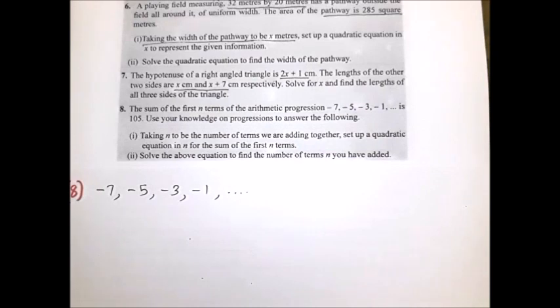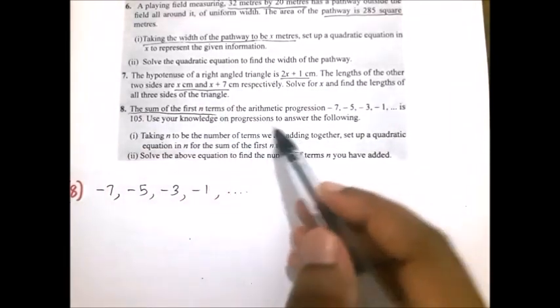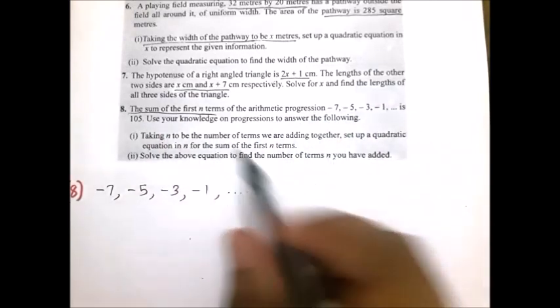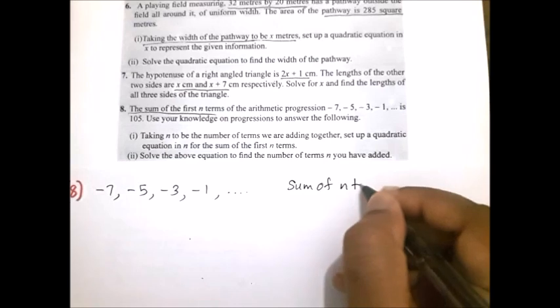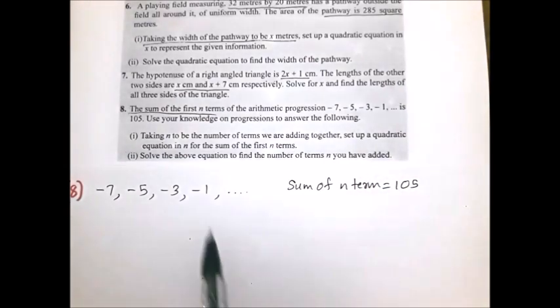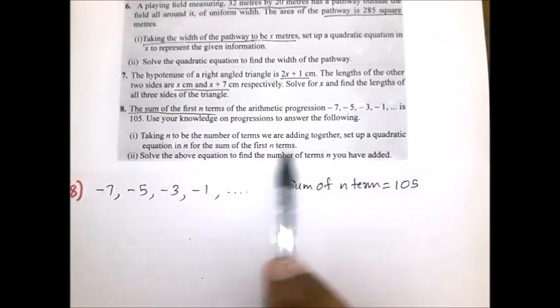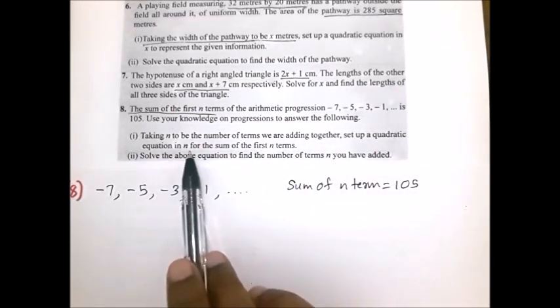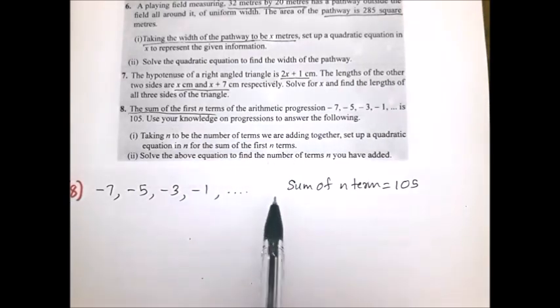Let's start 8th question. The sum of first 10 terms of arithmetic progression is 105. Sum of n terms equal 105. Taking n to be the number of terms we are adding together, set up a quadratic equation in n for the sum of n terms. Solve the above equation and find n.